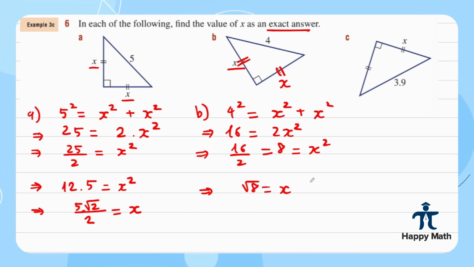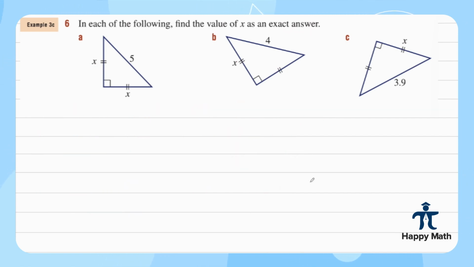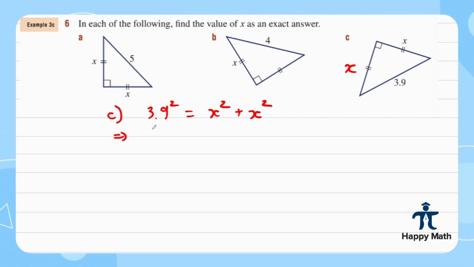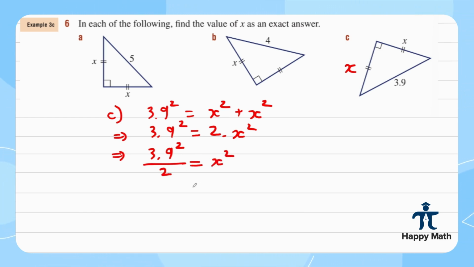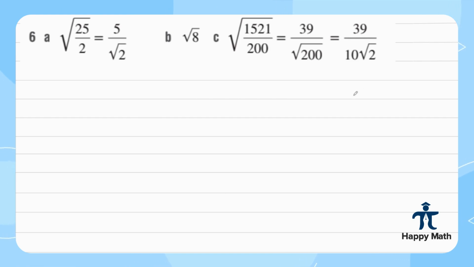No decimal form. And the last question for question 6 in this line here is h. This one also is h. 3.9 squared equal to h squared plus h squared here. And 3.9 squared equal to 2 times h squared. And 3.9 squared divided by 2 equal to h squared. So we got this answer, and then take the square root of that. My calculator tells me 39 square root 2 divided by 20. Is that correct? Yes. Okay. We have the correct answer.